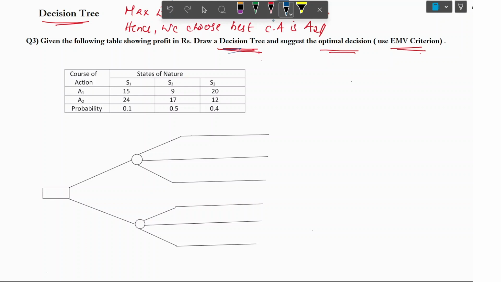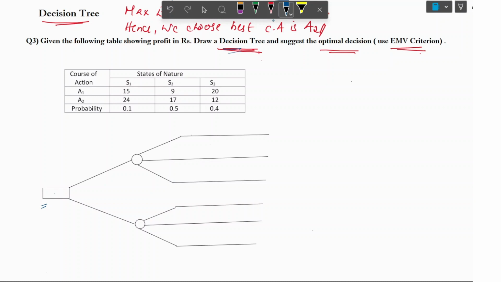Therefore, while solving, first we need to construct a small tree. Here the basic picture I have already drawn. I will tell you how to do it. See here, you will start with a rectangle box. This is called a decision box. Therefore, always you are going to start with a box, that is a rectangle box. Then this circle is called a chance node.